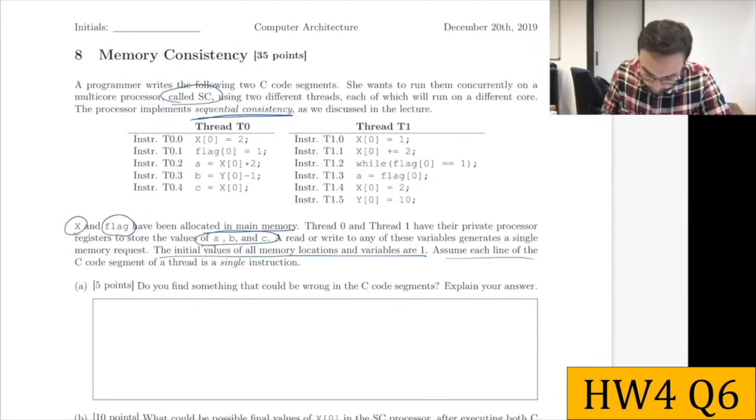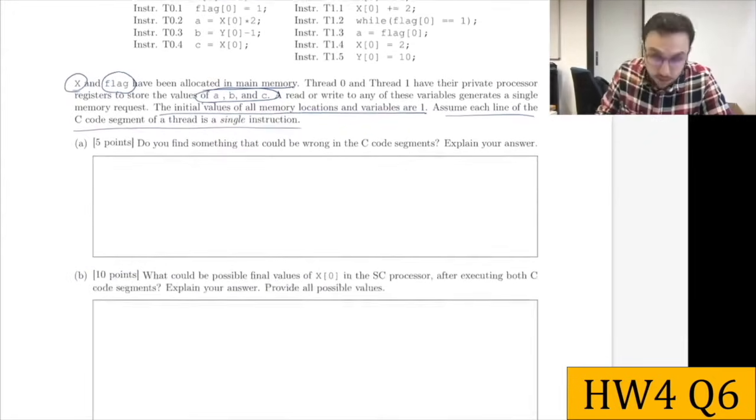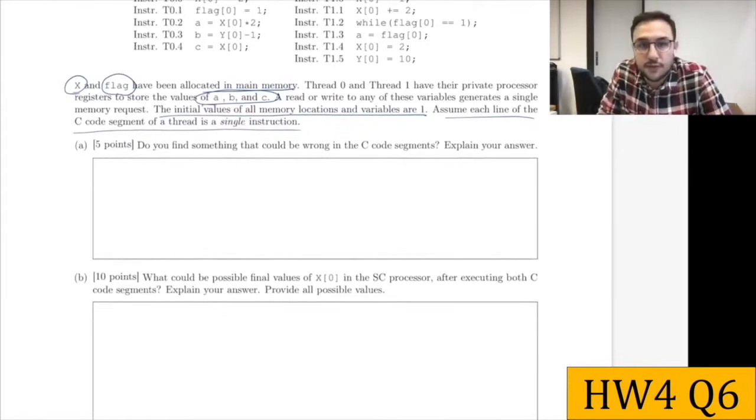And we assume each line of the C code is a single instruction. So let's look at the questions. The first question: do you find something that could be wrong in the C code segment? What can be wrong in the C code segment?